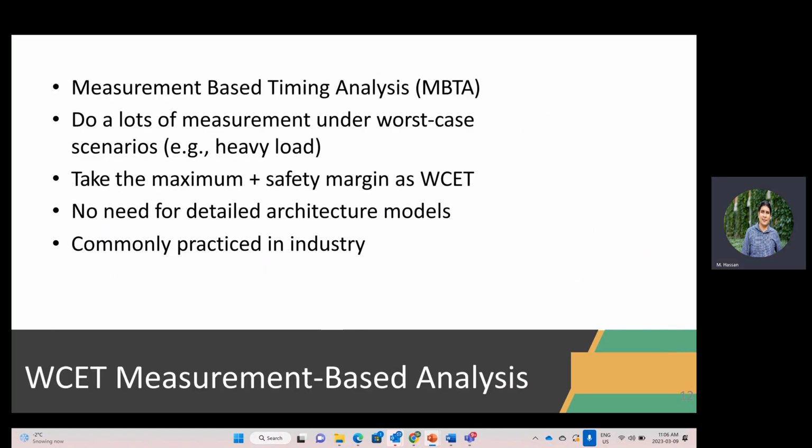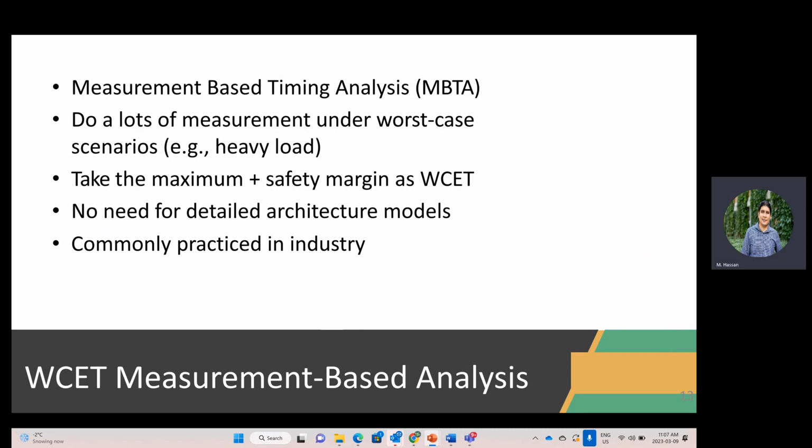This is why people tend to go for measurement-based analysis. In industry this is called MBTA. You do a lot of measurements. I was telling you, you run it millions of times. Well, the Google car goes into the streets all the time. Tesla is still doing experimental stuff with Tesla owners, right? And then you try to do a lot of measurements under worst case scenarios, which means heavy loads, for example, severe weather conditions or a lot of traffic along the way. And then take the maximum plus a safety margin. What I told you is 10 to 15%.